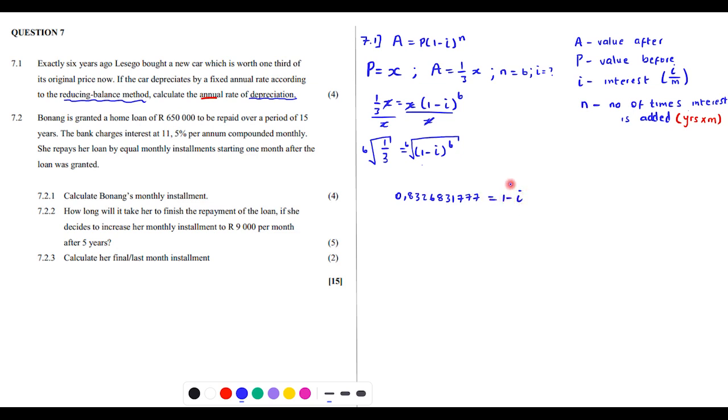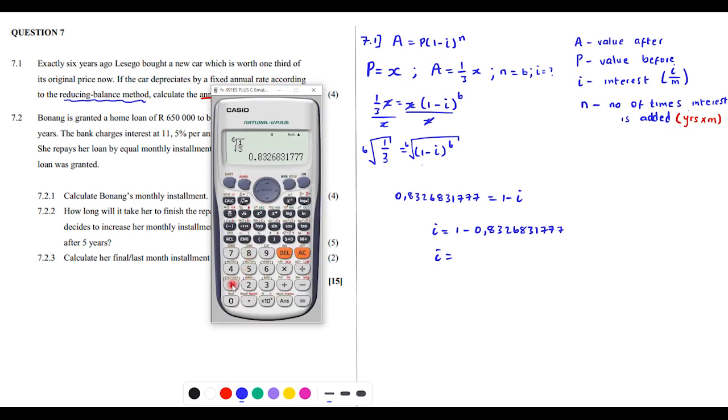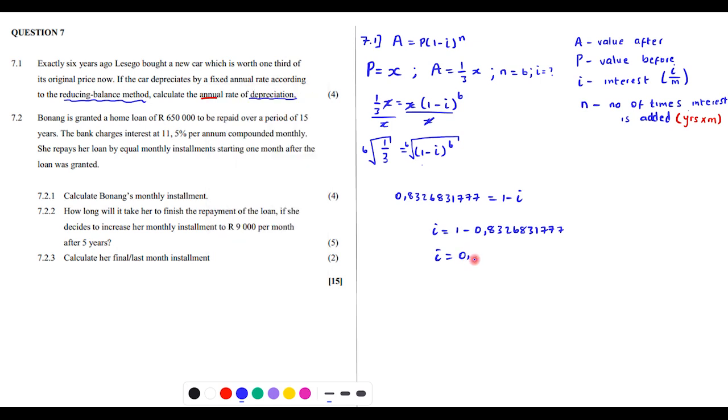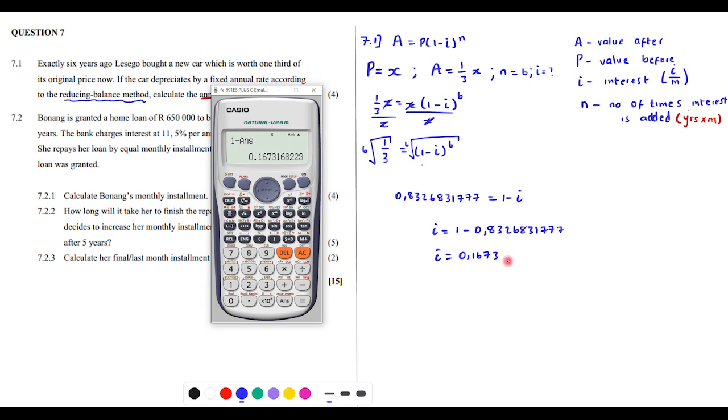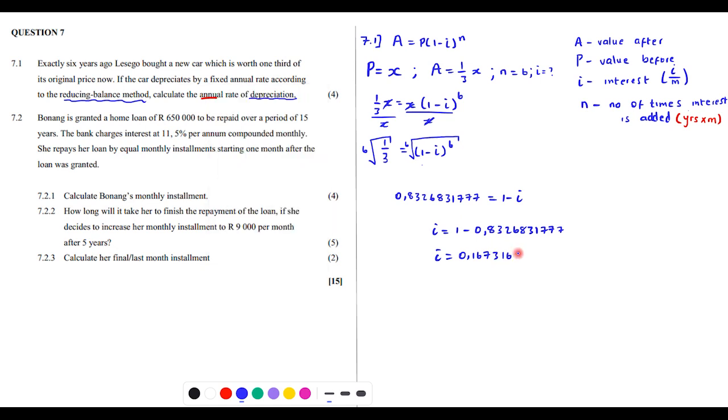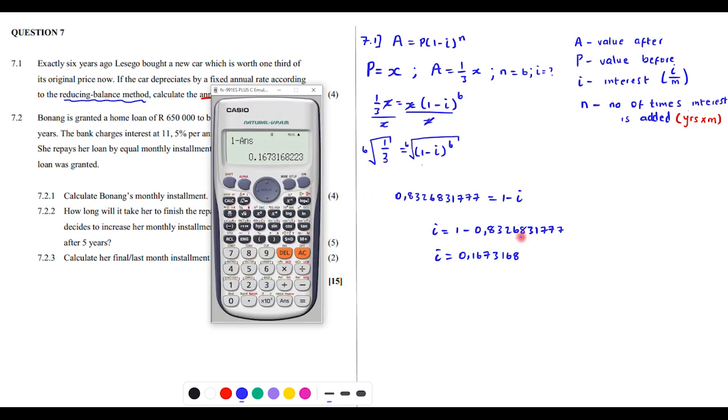So I'll take the I across and then take that decimal number to this side, and then I is going to be, so I'm going to press this in a calculator, and I'm getting 0,1673, which is about 16,7%.